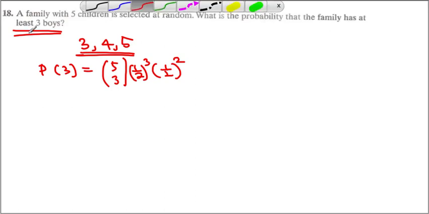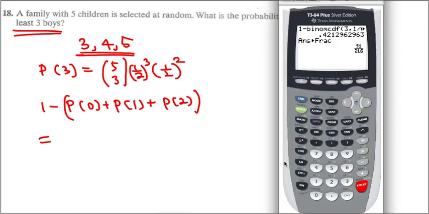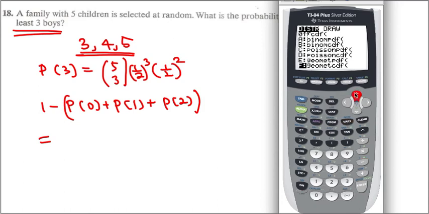So here we have at least 3 boys. Then basically this means 1 minus probability of getting 0 plus probability of getting 1 plus probability of getting 2 boys. That becomes our answer. And this one we can calculate by binom CDF. 1 minus binom CDF, and then we are looking at out of 5 children, and then 1/2 being boy, and we're going to subtract all the possibilities up to 2.